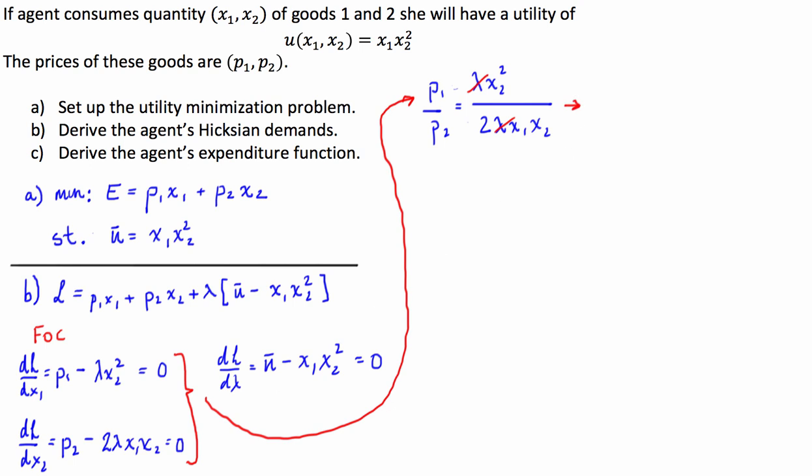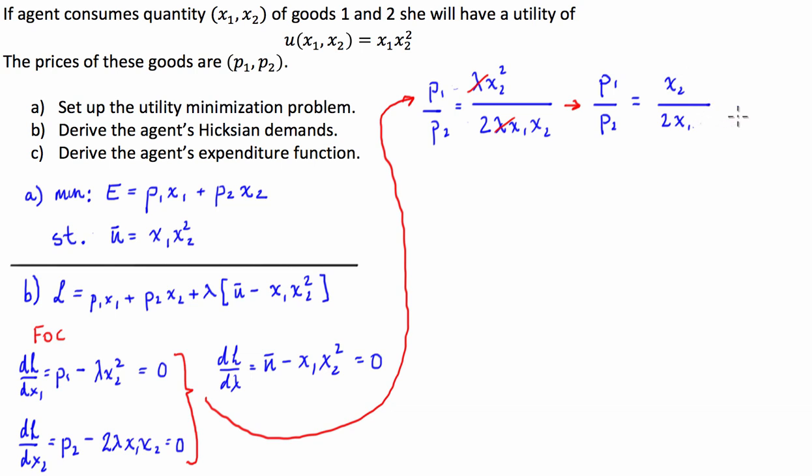So from there, we have P1 over P2 equals x2 squared over 2x1 x2. But obviously, we're going to simplify this. The x2 will cancel with the squared at the top, and we'll be simply left with x2 over 2x1.